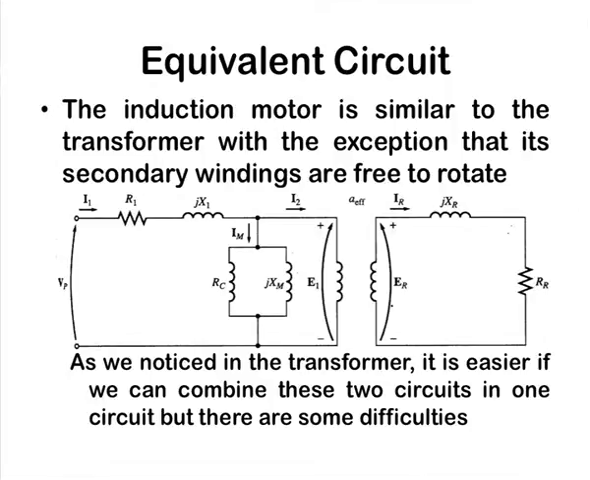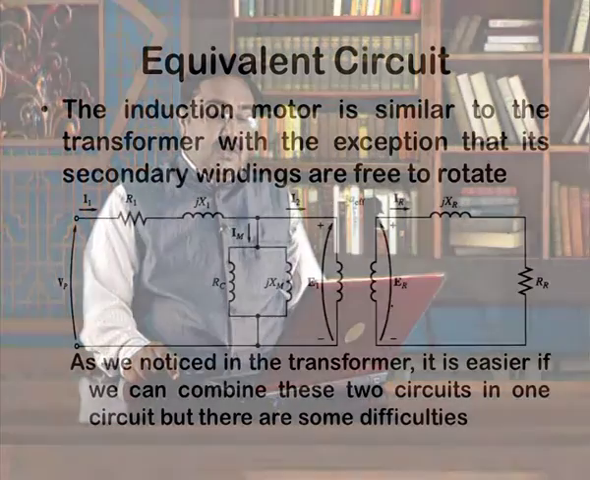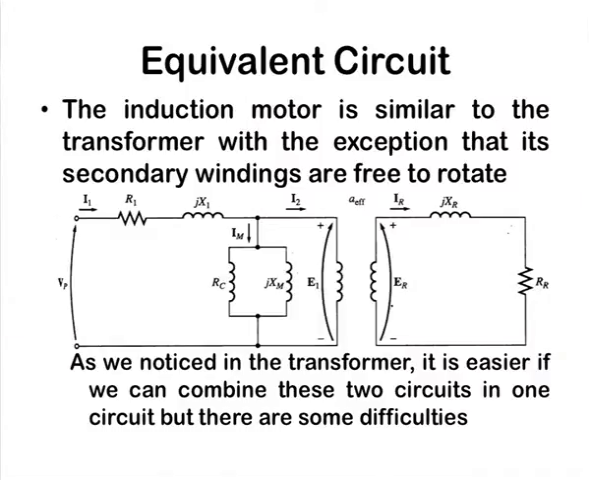As we notice in the transformer, it is easier if we can combine these two circuits, that is the primary circuit and the secondary circuit, in one circuit, but there are some difficulties, and that difficulty is that the secondary in the induction motor is rotating in nature. However, the equivalent circuit as suggested from the transformer is shown on the screen.